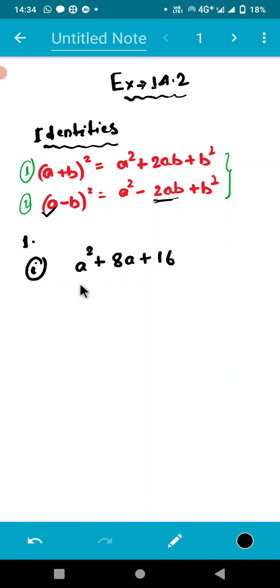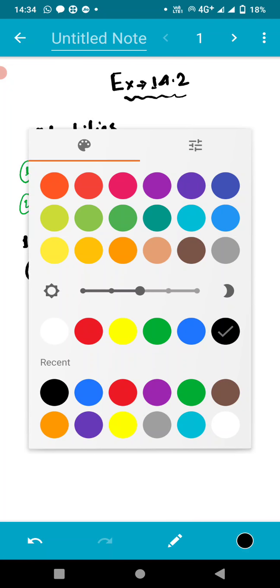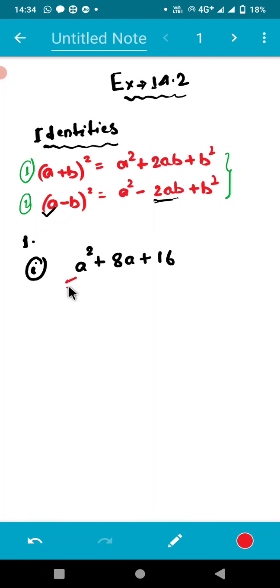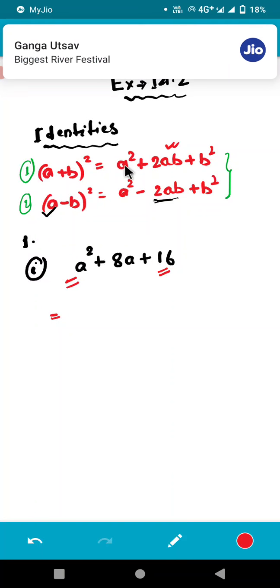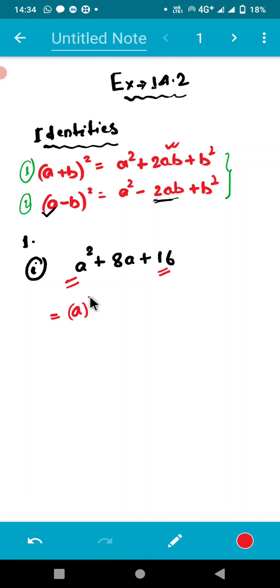The first thing you have to concentrate on, students, is the first term and the last term. This is the very important thing. As you see, in between all the terms we have a plus sign here, so we'll use the first formula, the first identity. According to the first identity we have a square. You see in the question also it is written a square, so we'll write a whole square.